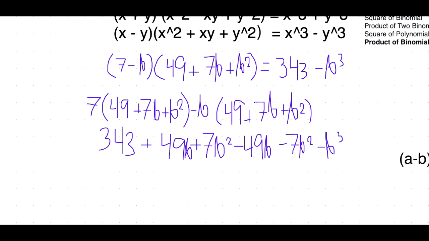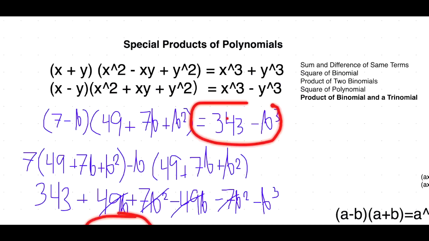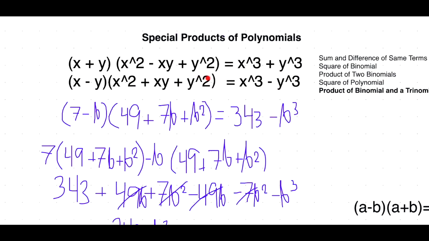Once again, we have terms we can cancel out. We have positive 7b squared and negative 7b squared, so they cancel each other out. Plus 49b and then minus 49b cancel each other out, which leads to our answer of 343 minus b cubed. Same answer that we got by following the special product, the product of a binomial and a trinomial. So yeah, I hope you understood more about special products of polynomials with these explanations.